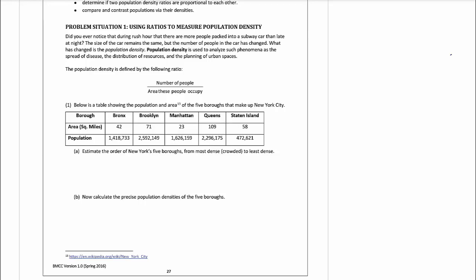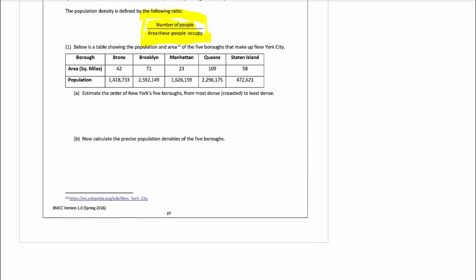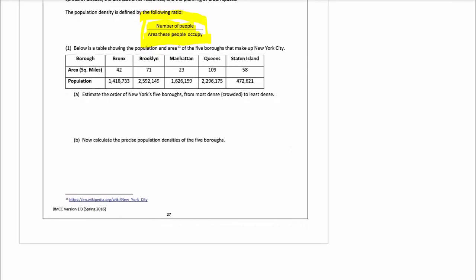Alrighty, so let's take a look at the mathematical definition of population density, and it is right here. I can just highlight it. It's defined as the number of people divided by the area these people take or occupy. All right, so that's a mathematical definition, and we're going to look at the 5 boroughs of New York City, and here you have those numbers. You have the area, how big each borough is, and its population.